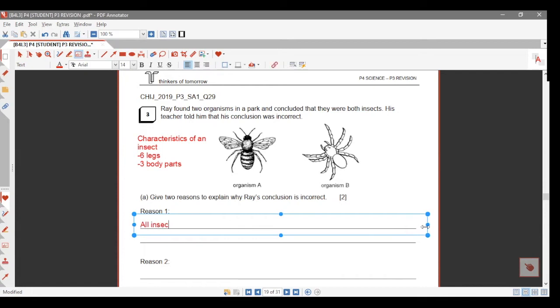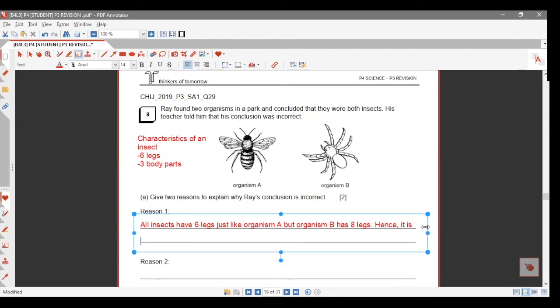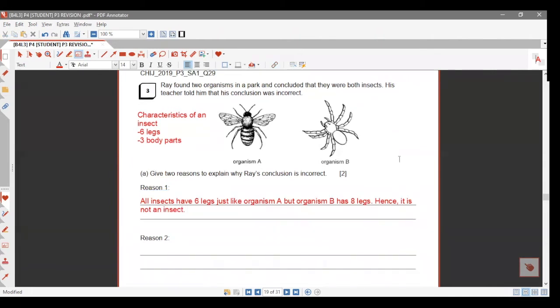So how are we supposed to write? Our answer would be all insects have 6 legs, just like organism A, but organism B has 8 legs. Hence, it is not an insect. How many body parts do you see for organism A? 3. How many body parts do you see for organism B? 2. Yeah, so the reason is also not correct for the body parts.